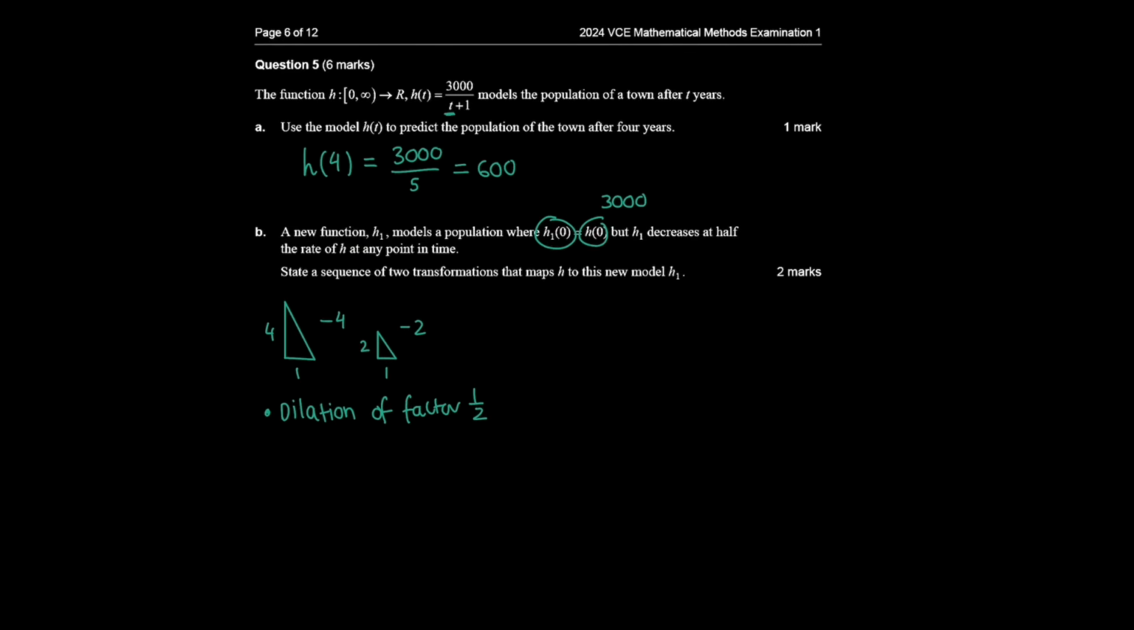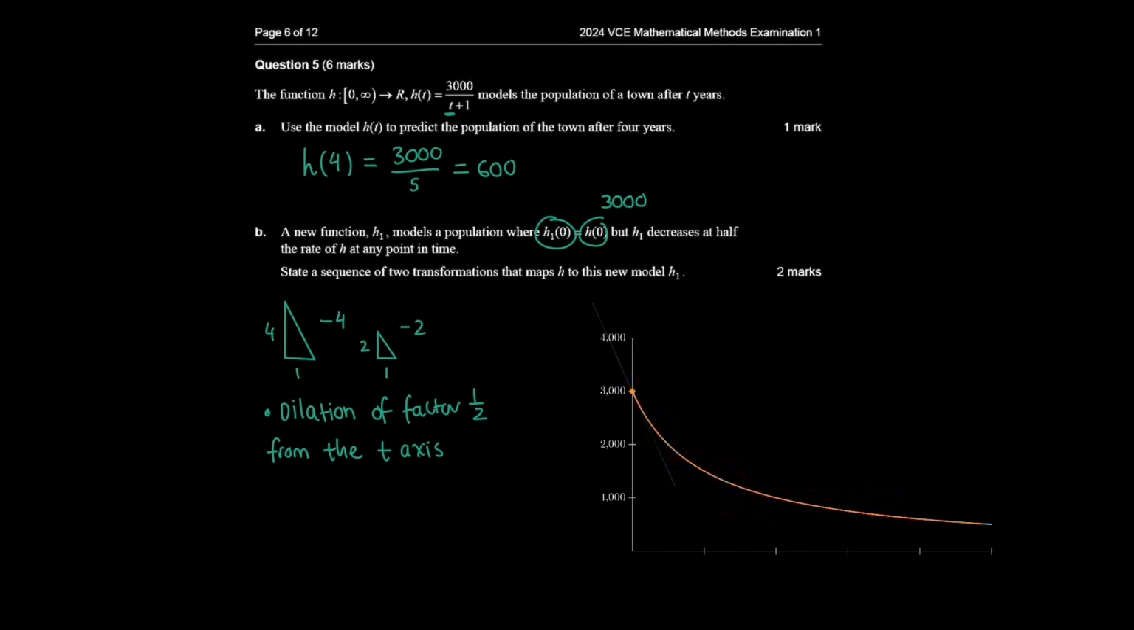And since it's vertical, it's normally from the x-axis, so you would say dilation of factor half from the x-axis, but in this case the x-axis is the t-axis. So you write from the t-axis. And you can see on the right hand side how our graph has a gradient, and as we dilate it by a factor of a half, we're compressing the graph, and now it's less steep overall.